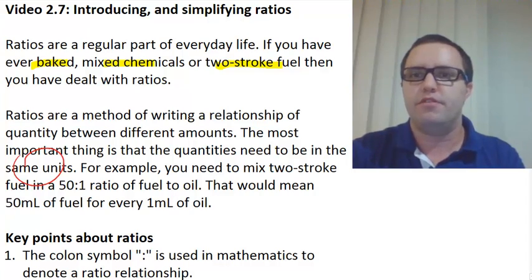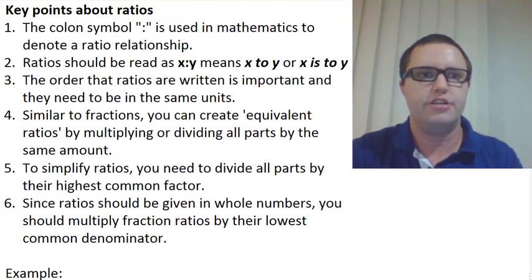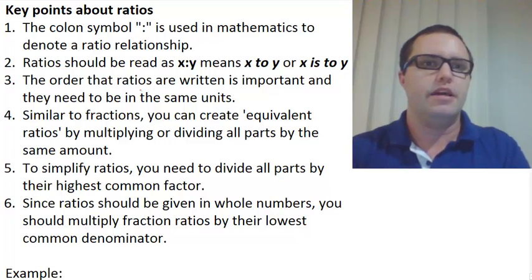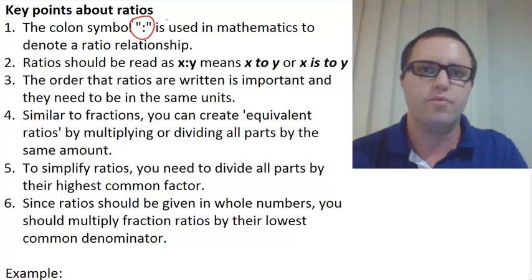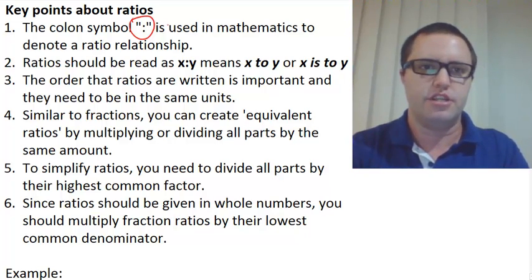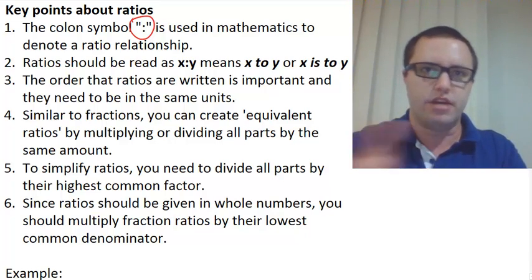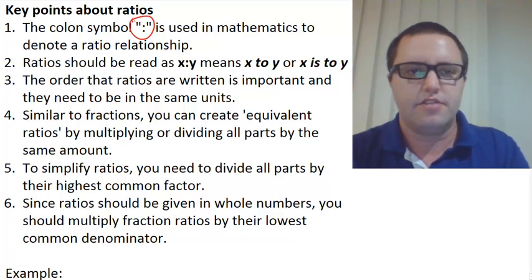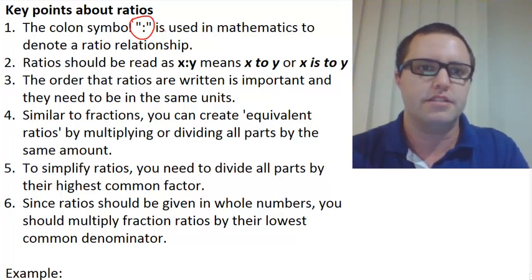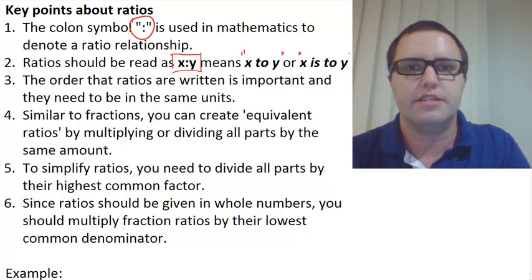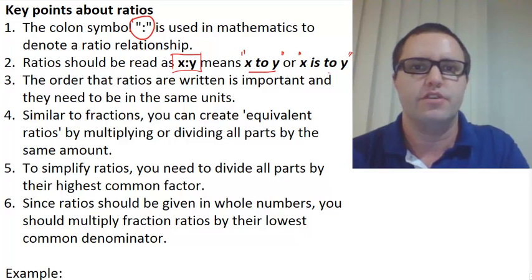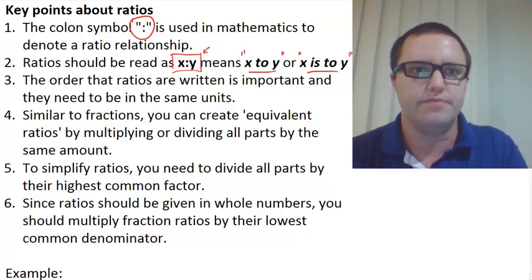Right, a couple of key points we want to talk about ratios. So, first up is the colon symbol is what we use in mathematics to denote a ratio relationship. So it's not just used in writing and things. Colon also has meaning in mathematics, and at the moment this is the only one you need to worry about, is that it's a ratio. Right, so if we see this ratio here, x colon y, means x to y or x is to y. So that's the two ways that you can say this ratio here, okay?